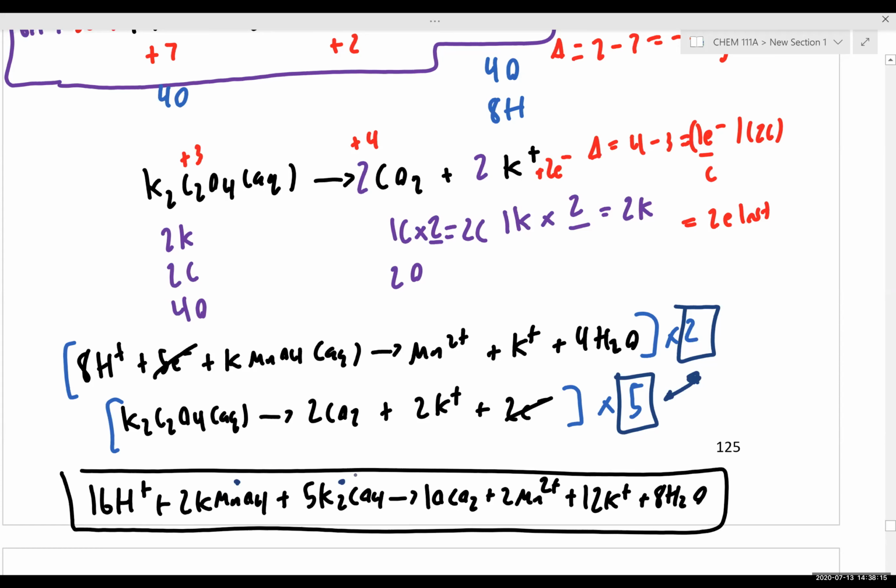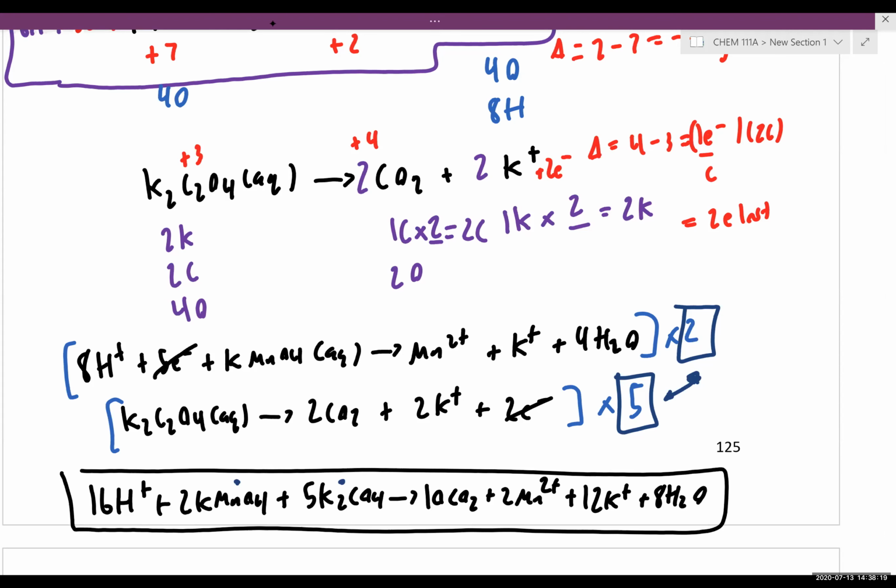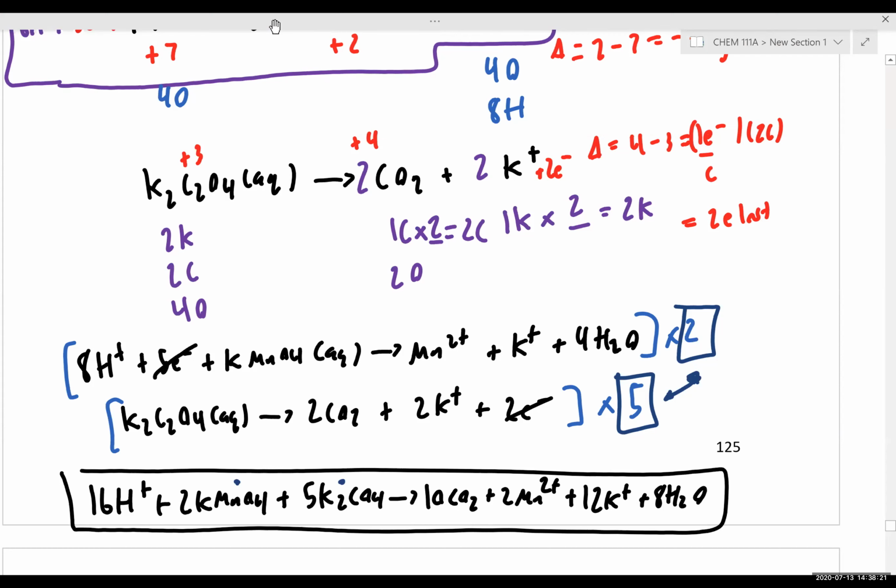Redox equations fundamentally are built and balanced based on the number of electrons. So we have our balanced equation. So now we're ready to actually do this titration problem.